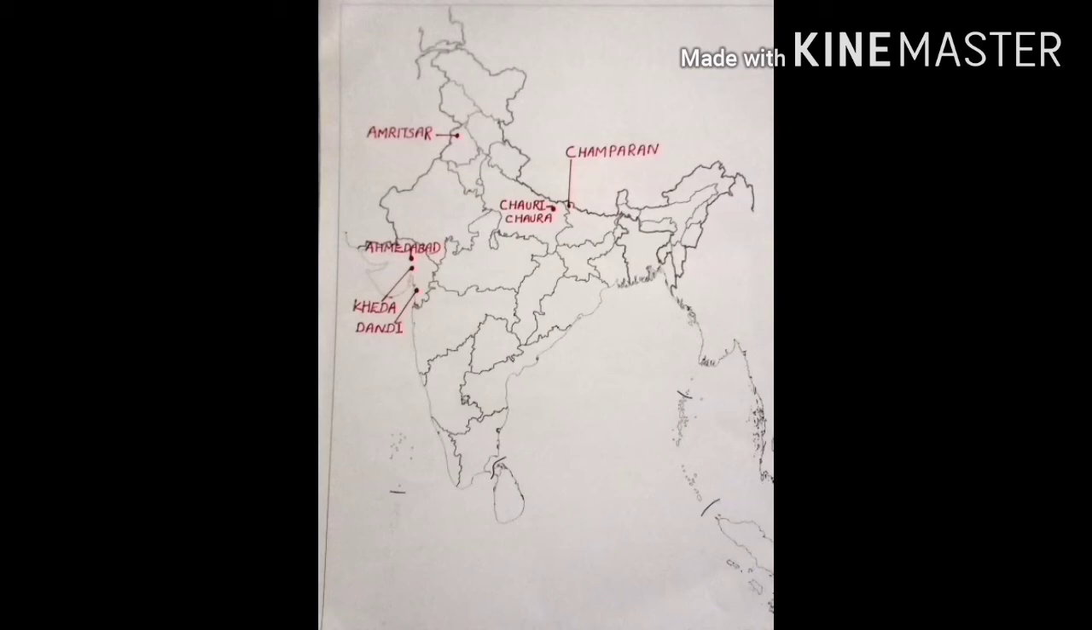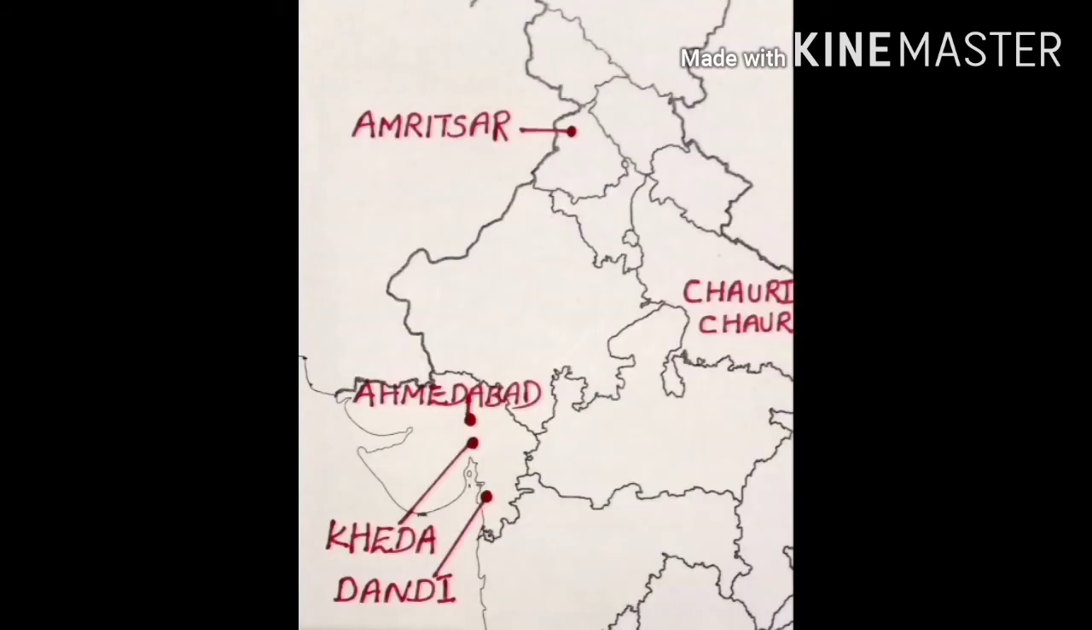Last one, Dandi, Gujarat, civil disobedience movement. The place where Mahatma Gandhi broke the salt law. Answer, Dandi in Gujarat. Dandi is a coastal place. Can you see Dandi here? Mahatma Gandhi started the salt march from Gandhiji's ashram in Sabarmati to Dandi. On 6 April 1930, he reached Dandi and violated the salt law by making salt. It was the beginning of the civil disobedience movement.